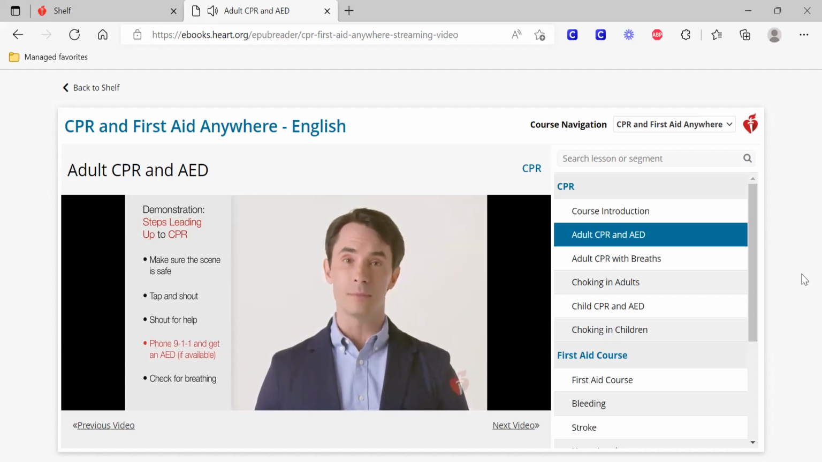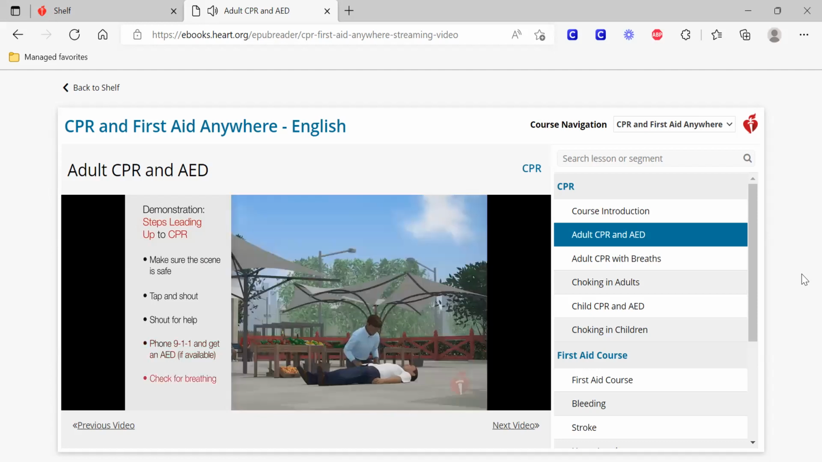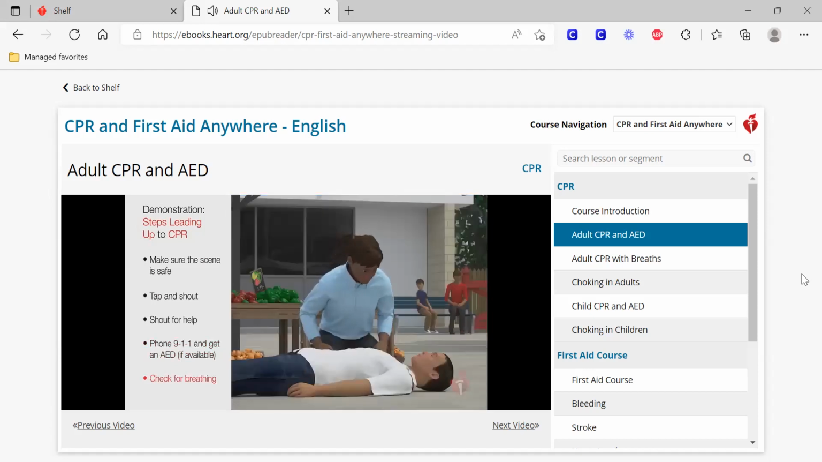Once you've called 911, you'll need to check if the person is breathing normally. Check for breathing for at least 5, but no more than 10 seconds. Look at the chest to see if it's rising as he breathes.